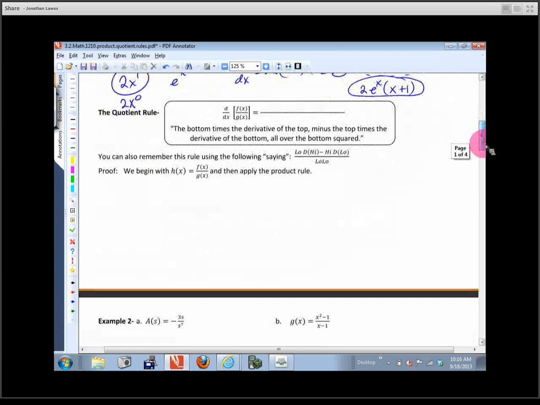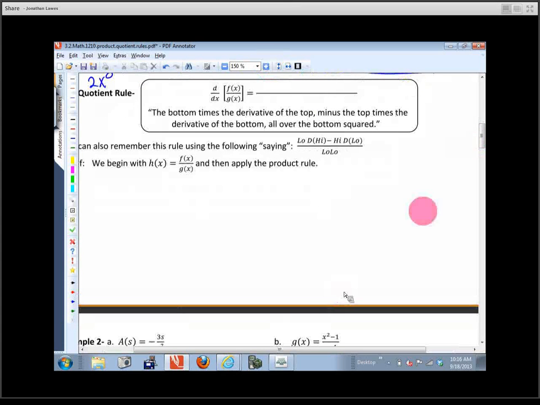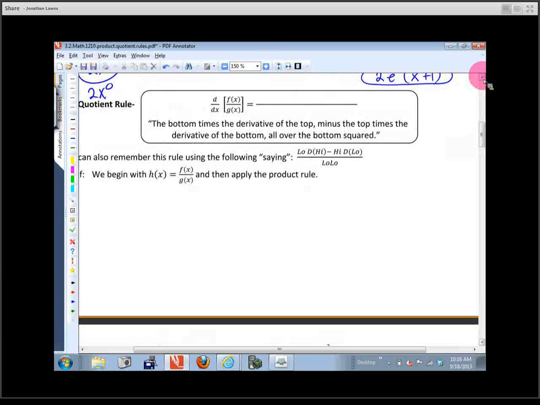Now we're going to do something called the quotient rule. And what I've got here is, again, a phrase that describes how we find the quotient rule. Okay, so it's going to be the bottom times the derivative of the top. Well, the bottom is g of x.